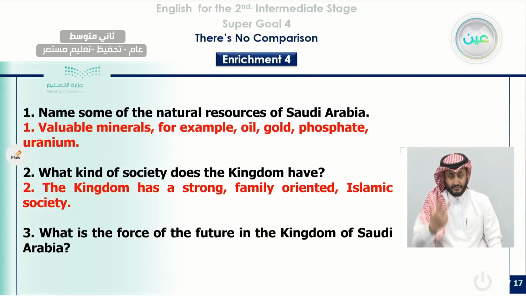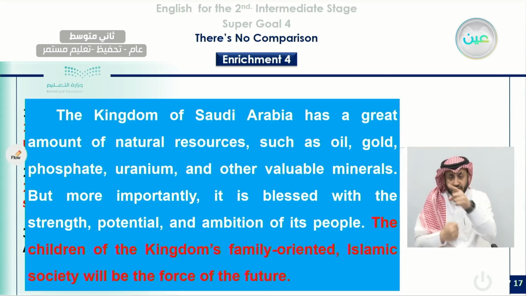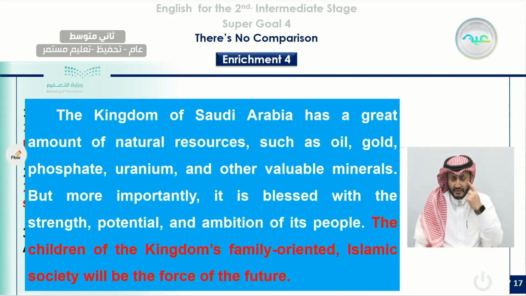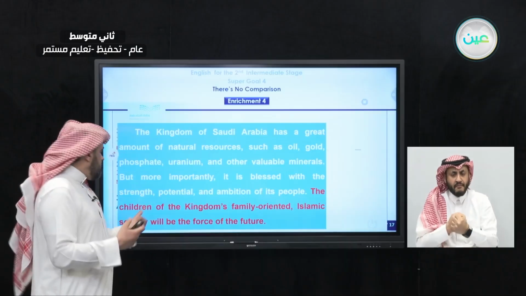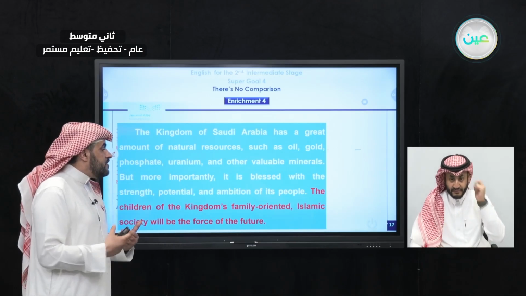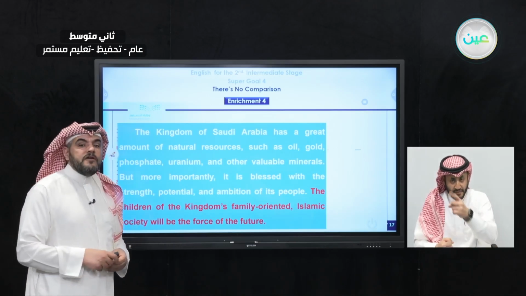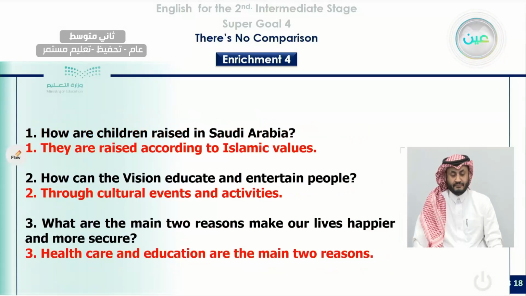Okay, number 3, what is the force of the future in the Kingdom of Saudi Arabia? Let's go back to the reading passage. Here it is very clear also, the children of the kingdom's family-oriented Islamic society will be the force of the future. Okay, so this is the right answer for this question.